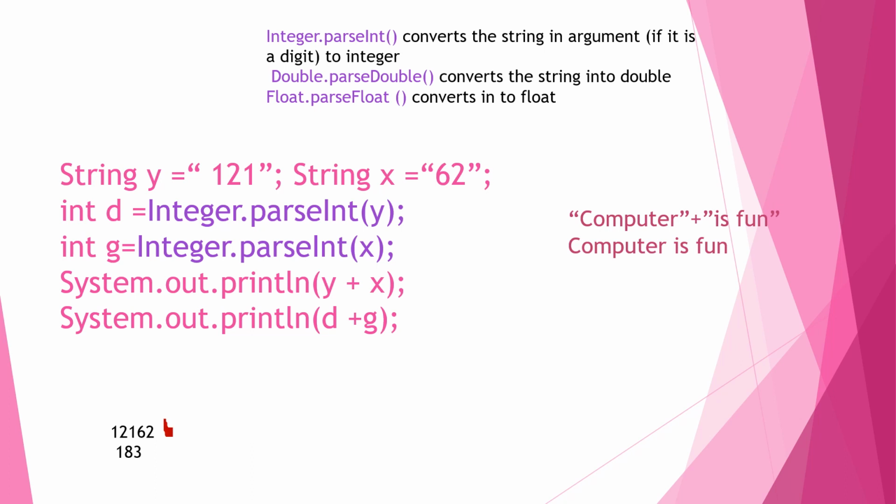And d plus g. d is a number, g is a number. So when we are adding the numbers, the answer will be 183. 121 plus 62 is 183.